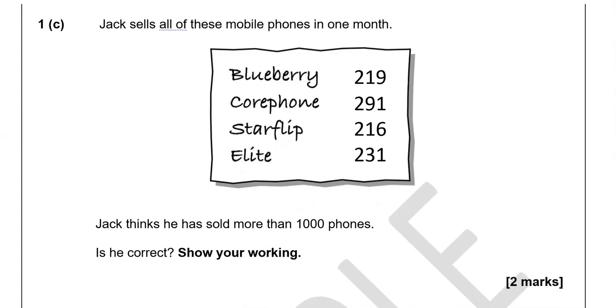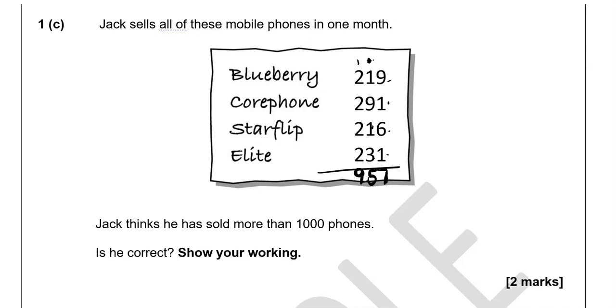Jack sells all of these mobile phones in 1 month. Jack thinks he has sold more than 1,000 phones. Is he correct? Show your working. Let's add them up and see. So 9 and 1 makes 10, and 6, 16, and 1, 17. So 7 down and 1 carried over. 9 and 1 is 10, then 11, 12, 15. 2 and 1 is 3, and 2 is 5, and 2 is 7, and 2 is 9.